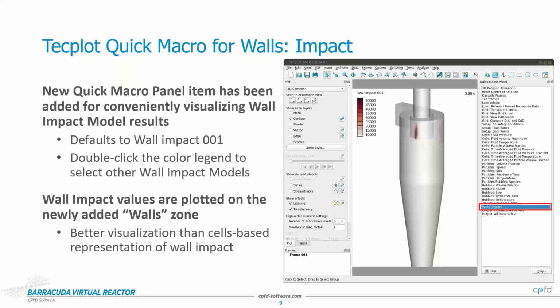Closely related to this is a detail that can be useful to know about as you start looking at these results in Tecplot. A new zone has been added for the walls in this release. This is helpful when we visualize wall impact model results because it makes things quite a bit simpler than dealing with isosurfaces or cell blanking, which we had to do in the past to create nice images or animations of wall impact. The quick macro panel item uses the walls zone for displaying the erosion results. And you can also find some other information in that zone, such as wall area.